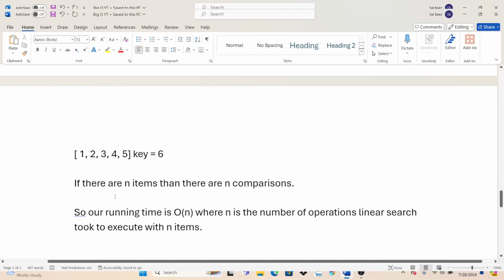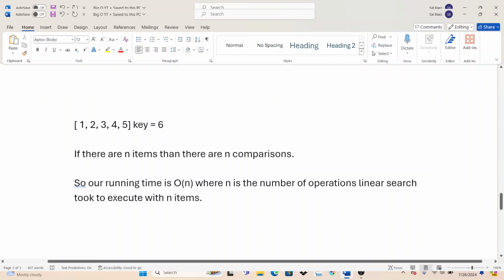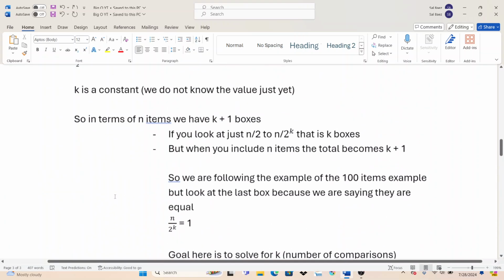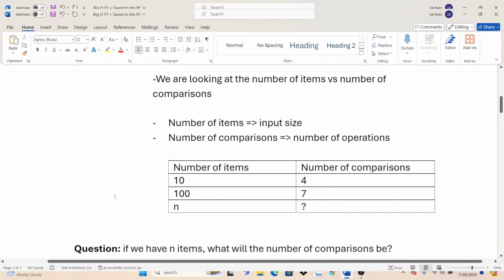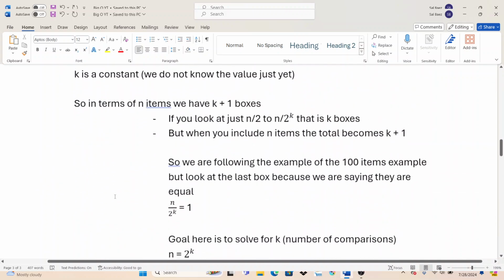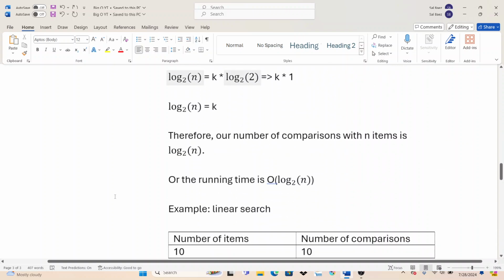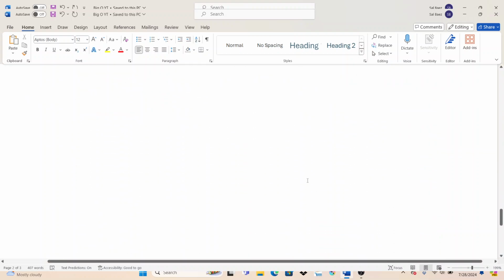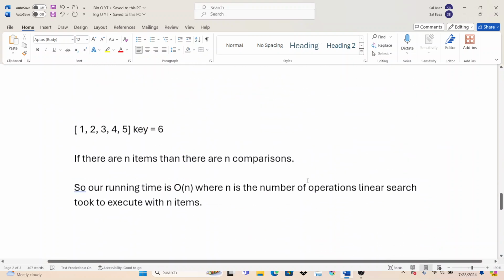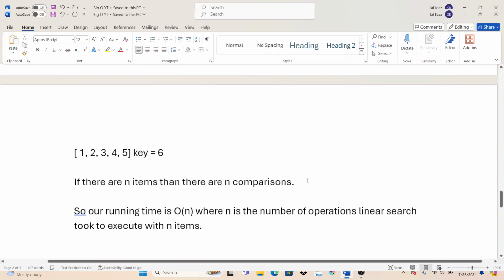So if there are n items and there are n comparisons, our running time for linear search is O of n, where n is the number of operations the linear search took to execute with n items. The same could be said for binary search, where the n in log n means the number of operations it took for binary search to execute with n items. I hope that was clear. If you have any questions or anything at all, let me know.